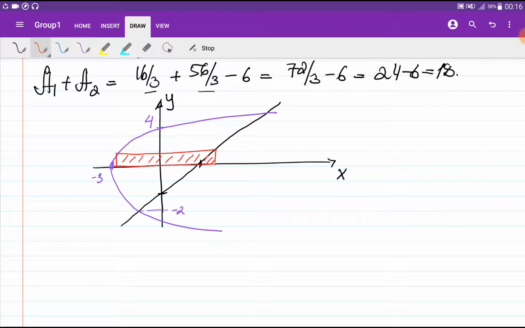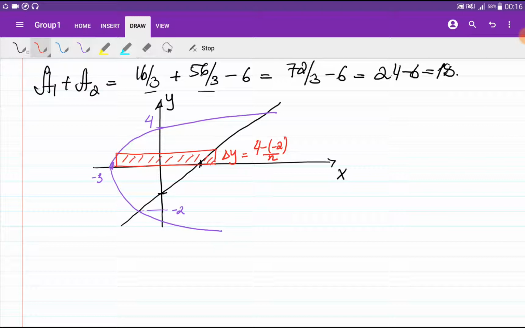So since I'm splitting this interval between minus 2 and 4 on the y-axis into many small rectangles, the height of each small rectangle would be equal to dy. So dy is equal to (4 minus (minus 2)) divided by n, right? Dividing this interval between minus 2 and 4 into n small pieces, the width of each of the pieces will be equal to delta y.